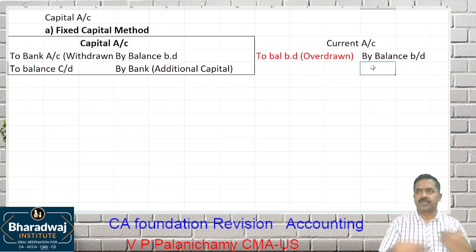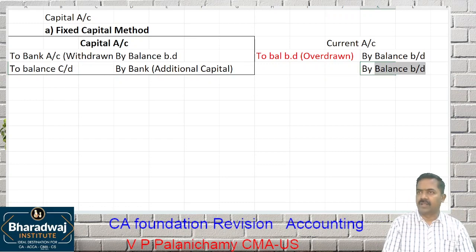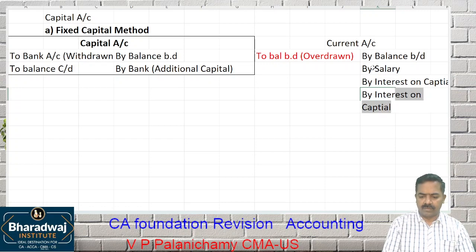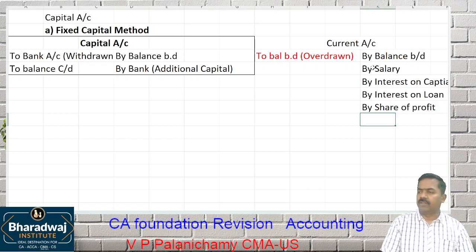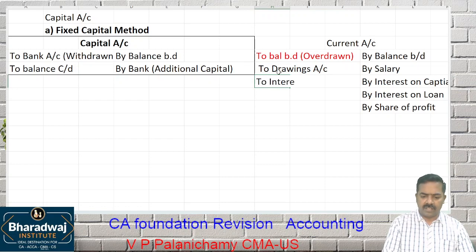Just to recollect, what will come in the current account? Partner's salary, interest on capital, interest on loan from partners, share of profit. Everything will be credited. Whatever belongs to the partner will be credited. Regular drawings will be adjusted in the current account. Then we will charge interest on drawings also. Then it will have a closing balance.